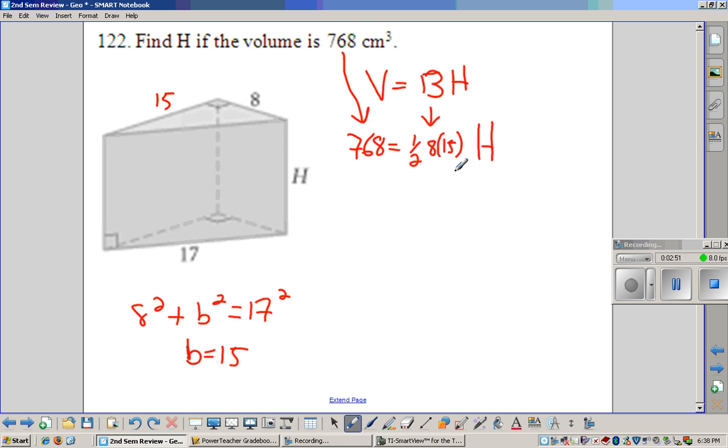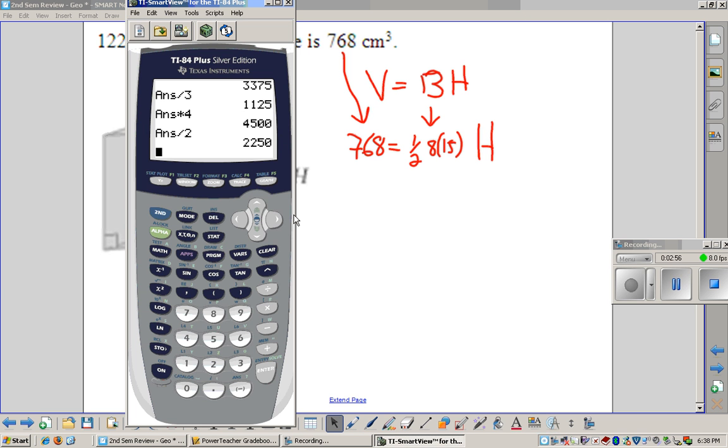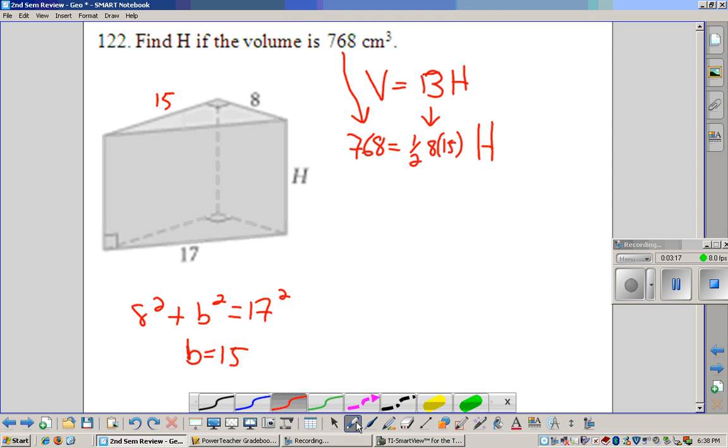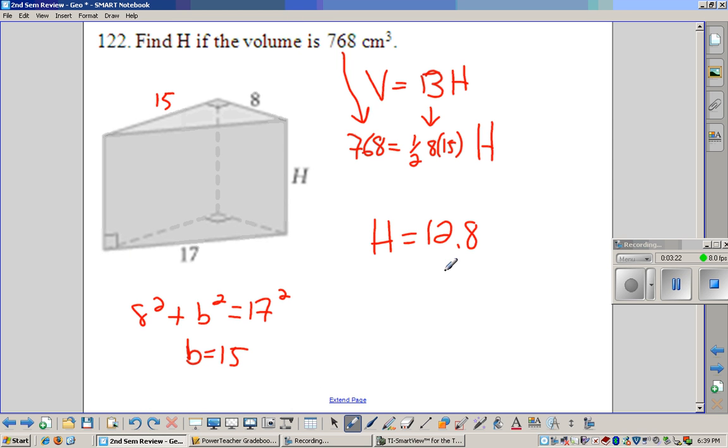So we have an equation with only one letter. We're going to solve it, and we're going to do all this in the calculator. 768, get rid of a half, I'll multiply both sides by 2. Get rid of 8, we need dividing by 8. Get rid of 15, we need dividing by 15. My h equals 12.8 centimeters.